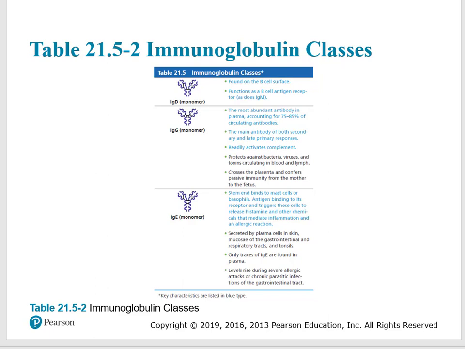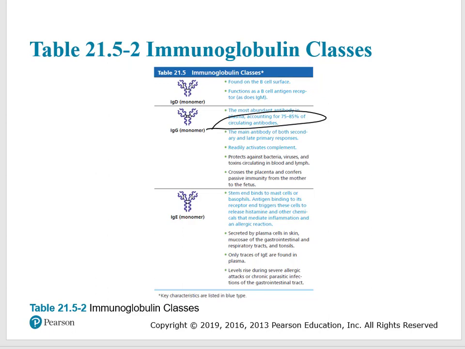So it's the main antibody that you have, protects against bacteria, viruses, and all those things. It also crosses the placental barrier from mother to the fetus. So 75 to 85% of your circulating antibody is your IgG.